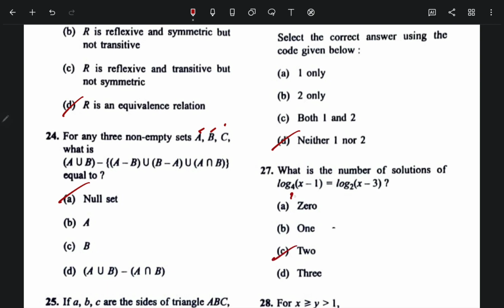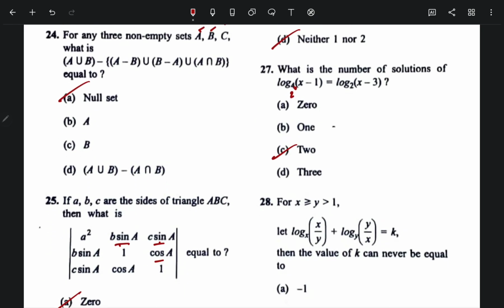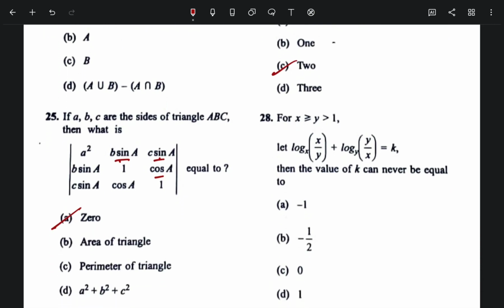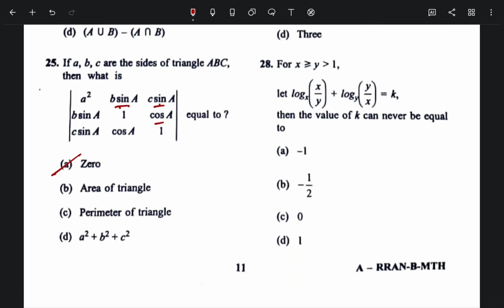You can transform this to 2 and take the square root, make it equal, you'll get a quadratic equation. So the quadratic equation should have 2 values. So for this, the answer is D.